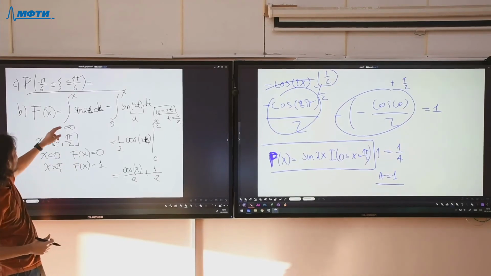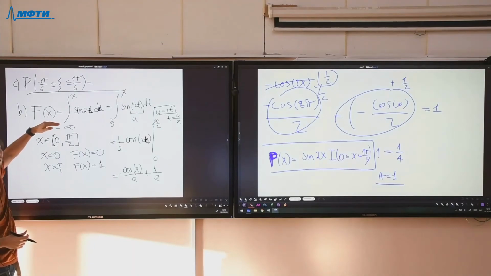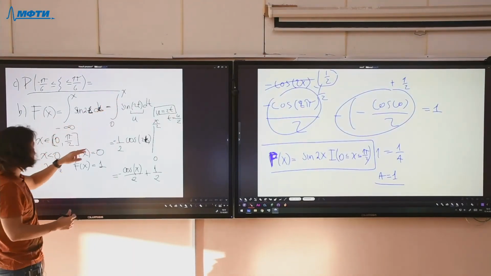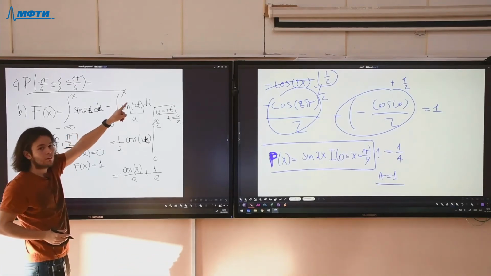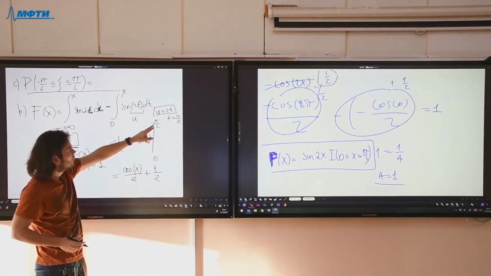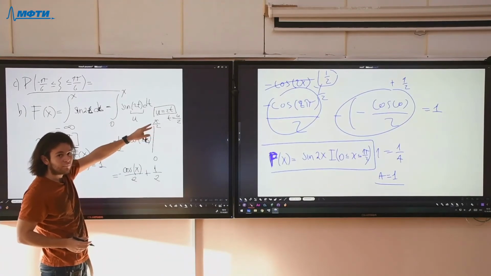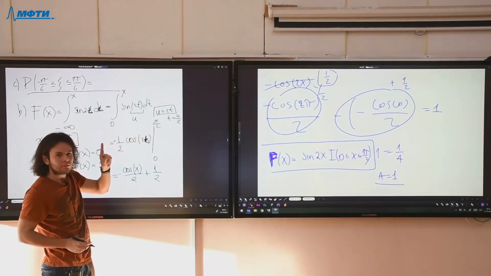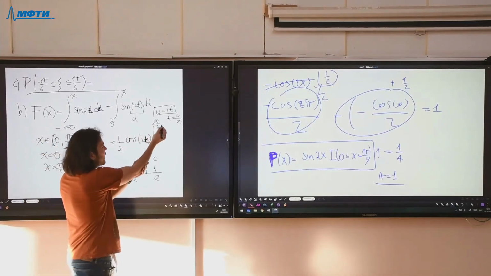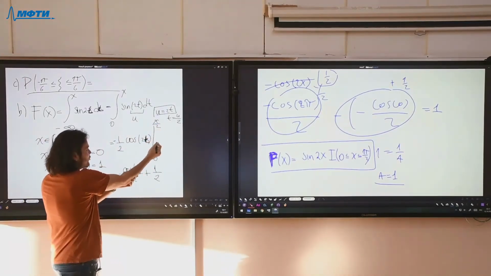Yeah, but we are finding the CDF. So we need to find from 0 to x, but x is less than pi over 2. If you write here pi over 2, this is going to be 1.